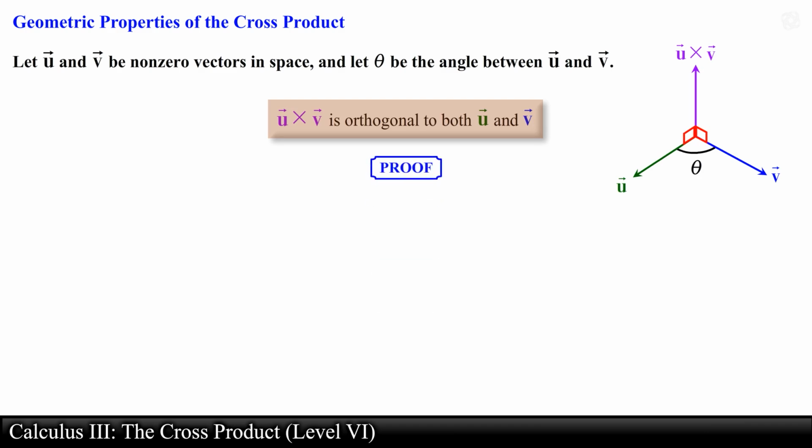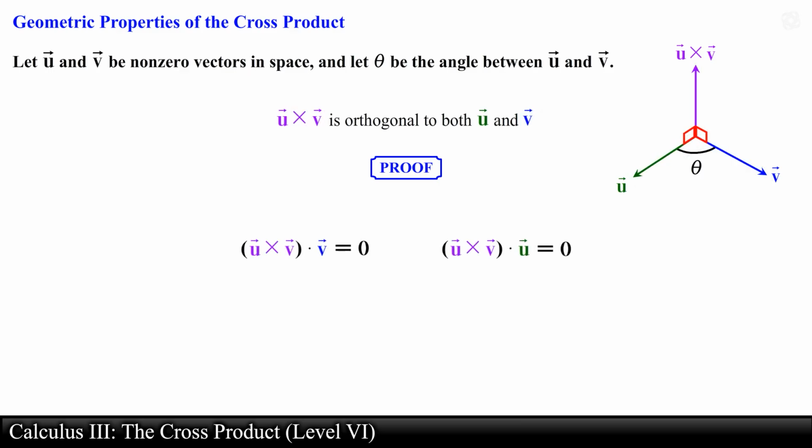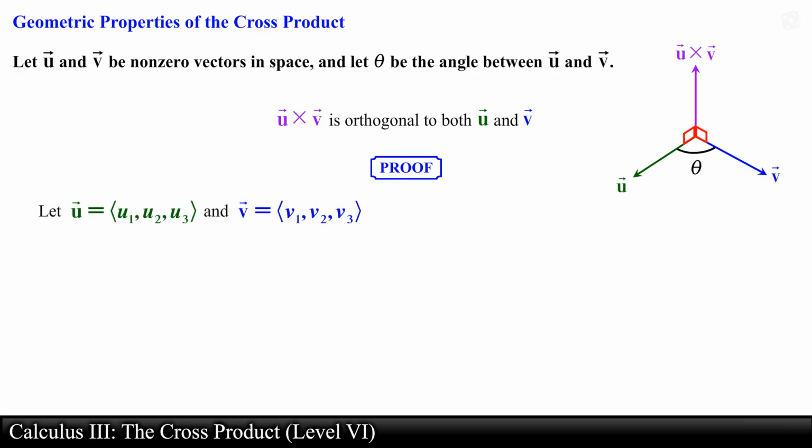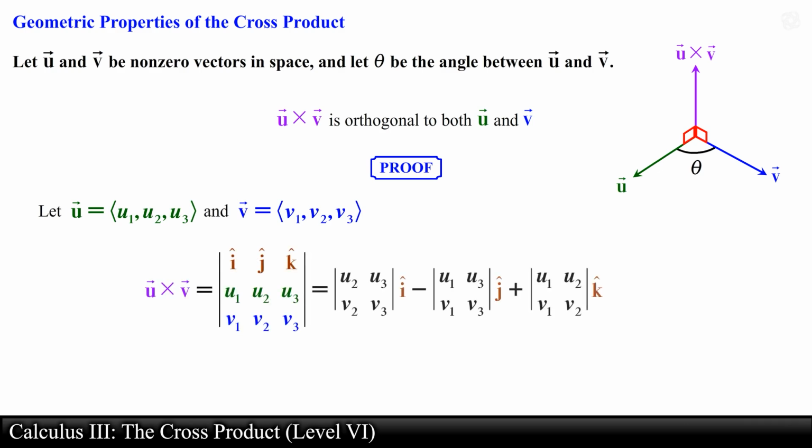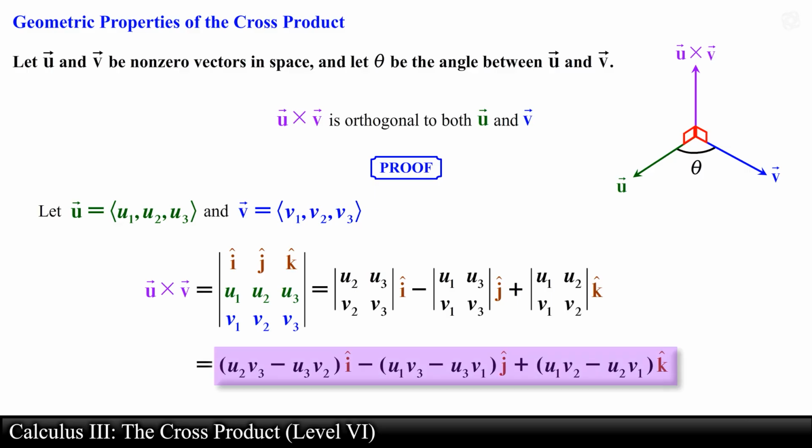Now we want to formally prove this geometric property. In order to show that vector u crossed with vector v is orthogonal to vector u and vector v, we will make use of the dot product. If both vectors are orthogonal to one another, then the dot product should equal 0. So we first denote the vectors in component form as follows. Now we go ahead and find the cross product between vector u and vector v. Doing that, we obtain the following vector.